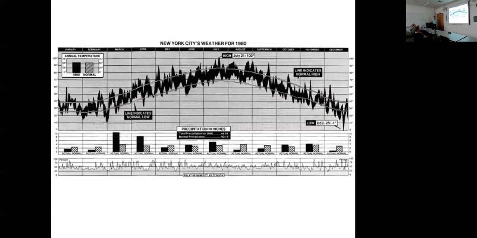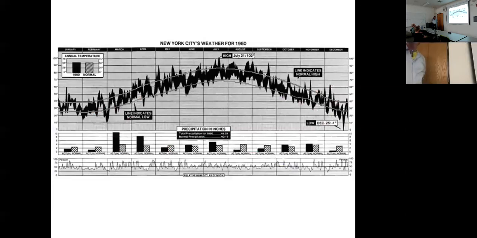Were there any days in January which were warmer than the low in summer?